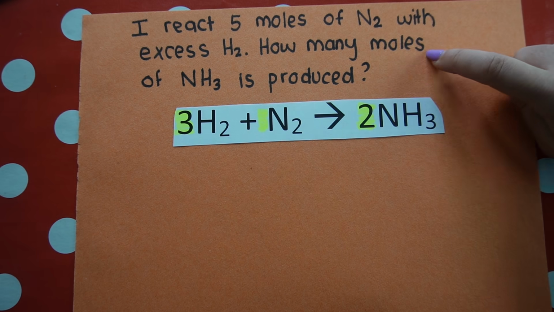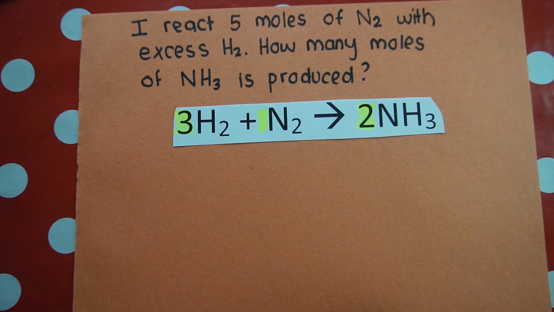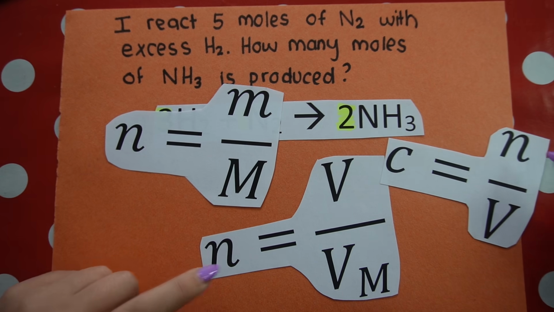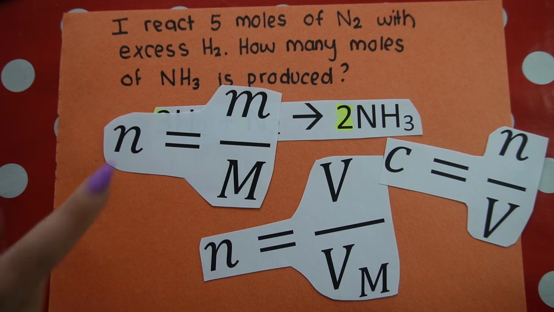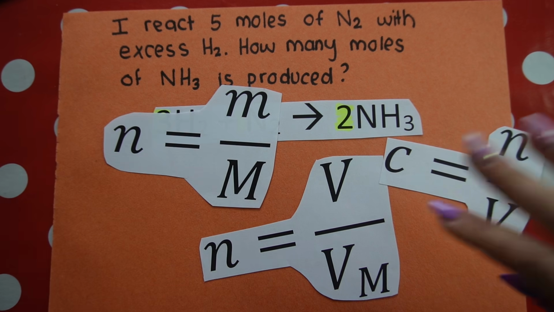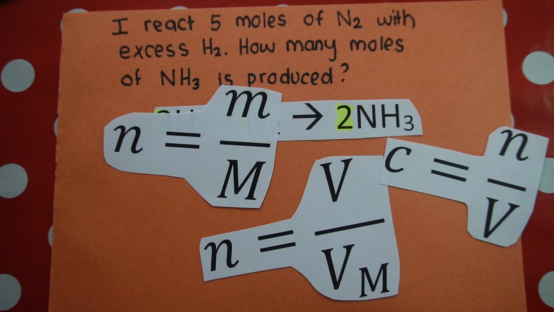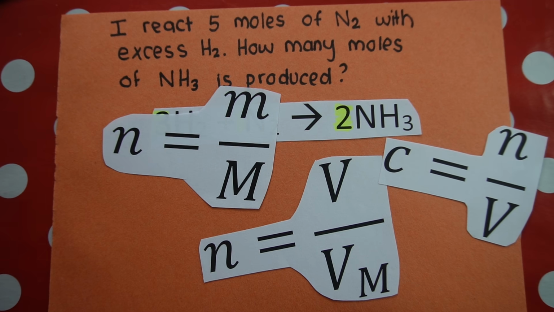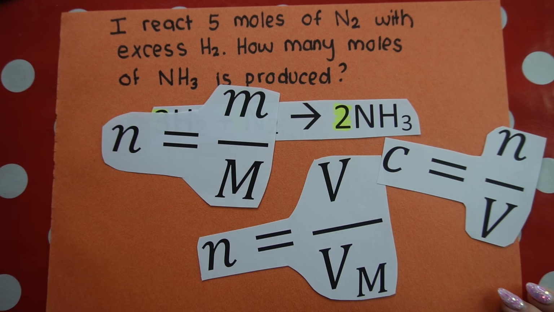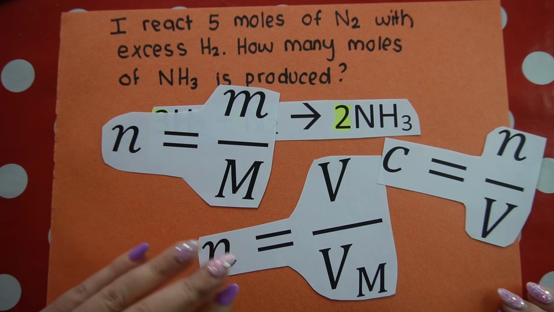Therefore, to work out the moles of ammonia, I can't use the following formulae. I can't work out moles of ammonia using any of these formulae because I don't know the mass of the ammonia produced. I don't know the volume of ammonia produced. I'm not given any information about concentration, even though this is a gas. So if they were to give me information, they would probably give me volume at a certain temperature and pressure or mass, but they don't.